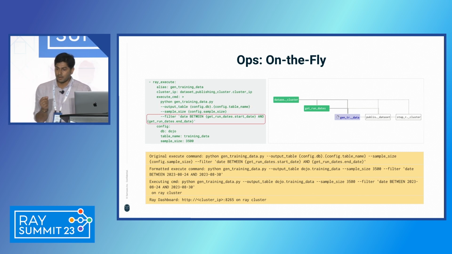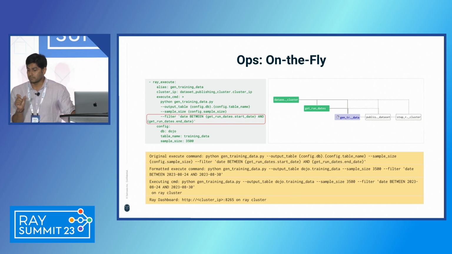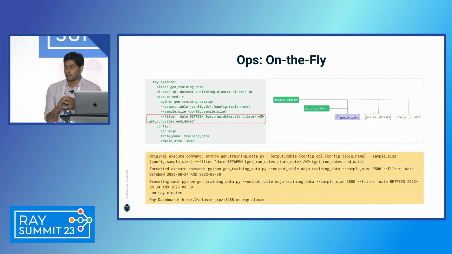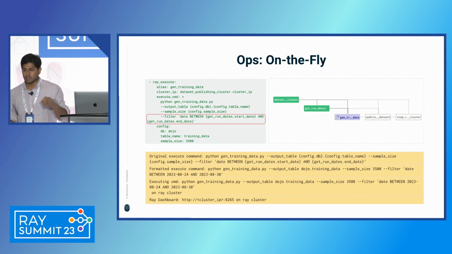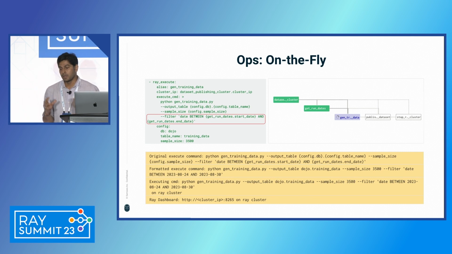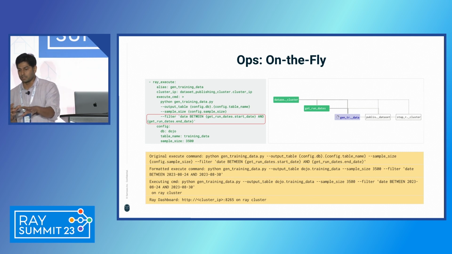We look at the filter argument and see we need to get the date from this get run dates function in order to compose this filter argument. So based on this, we create a Python function which essentially takes these 4 inputs, and in the logic part of it, we basically make sure that we are able to concatenate these inputs in the way it's defined in the template, and we execute this particular job on the Ray cluster.